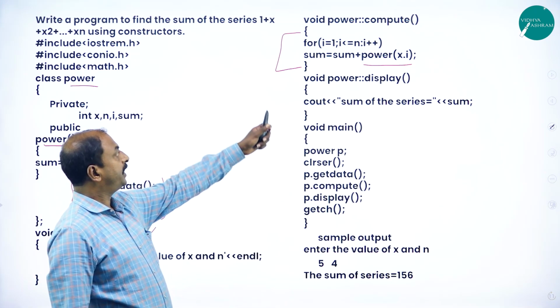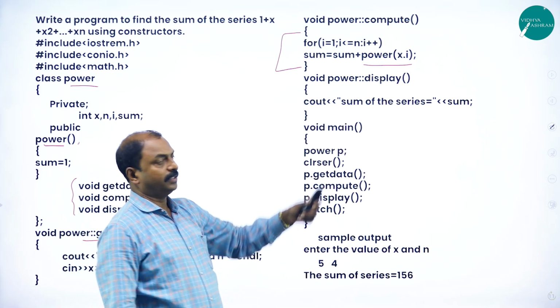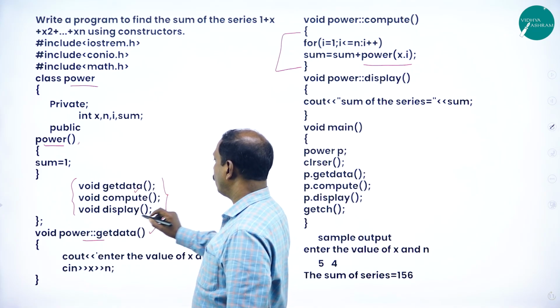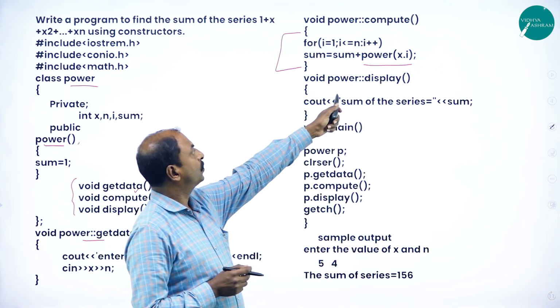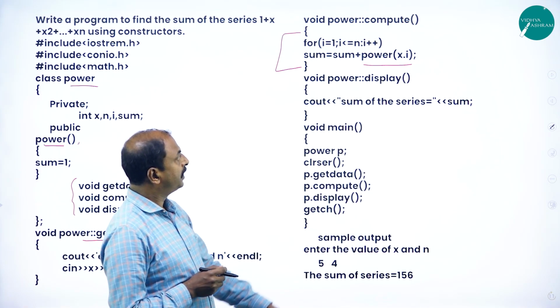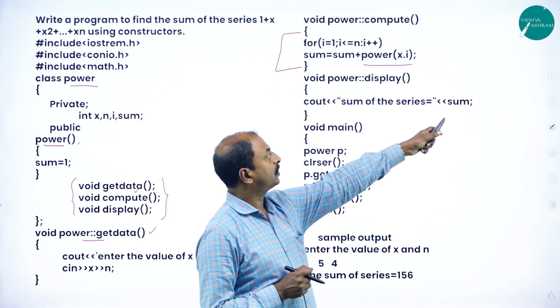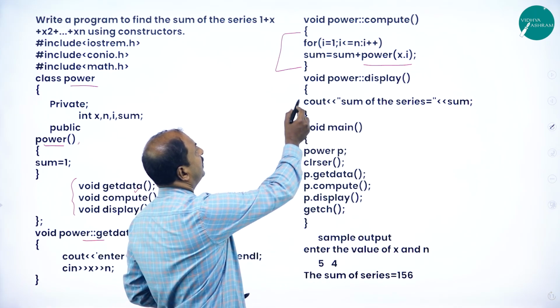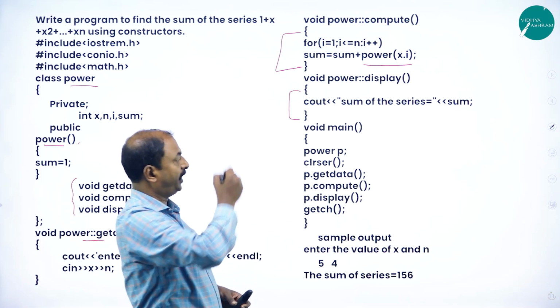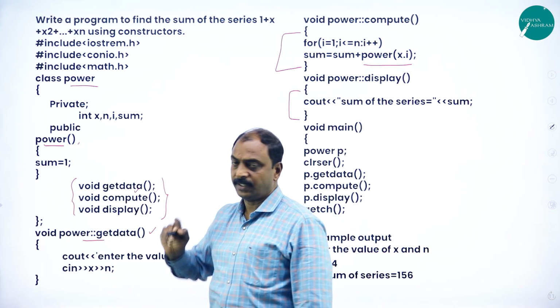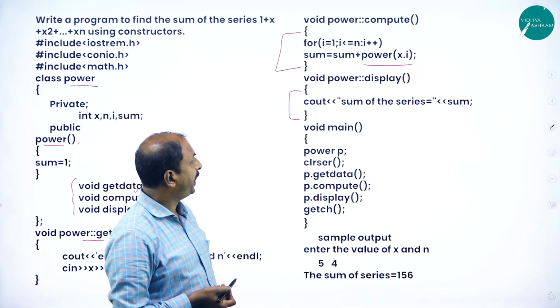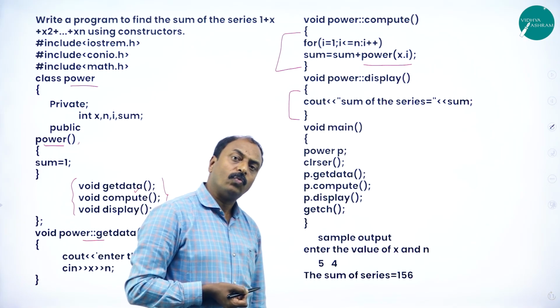Then after that we have to write one more function. This is display. Void display is a function that has to be defined through the scope resolution operator. Here, sum of the series is equal to sum. So we are displaying the result inside the function. So here we have defined all the three functions. So the next step is we have to write the main function, that is void main.